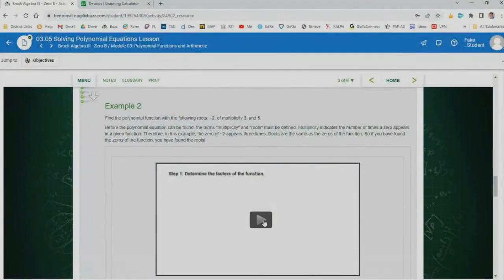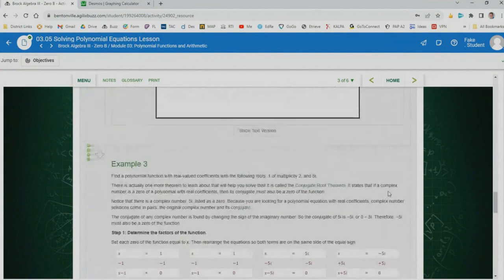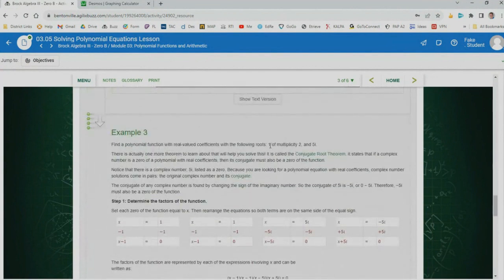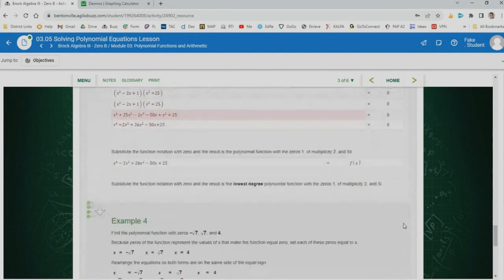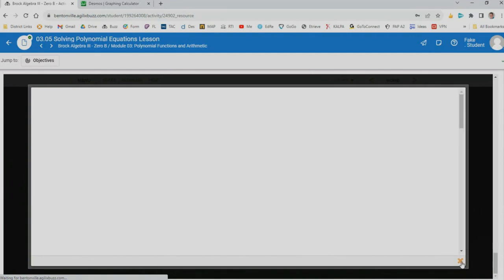All right. So they work through that. Let's see. Did they? Yeah, here's one with an i. They said 1 with the multiplicity of 2 and 5i. Well, if 5i is a solution, you've got to add the negative 5i. So they go through the example there. So there's several examples and the lesson summary. So that's the end of that.